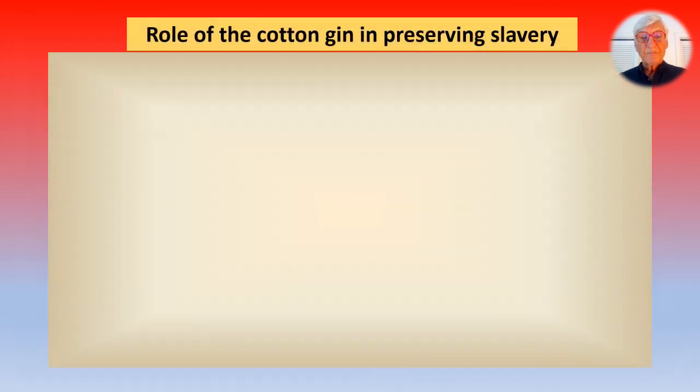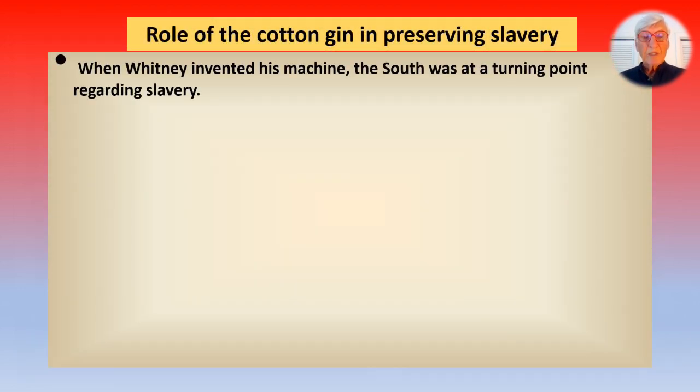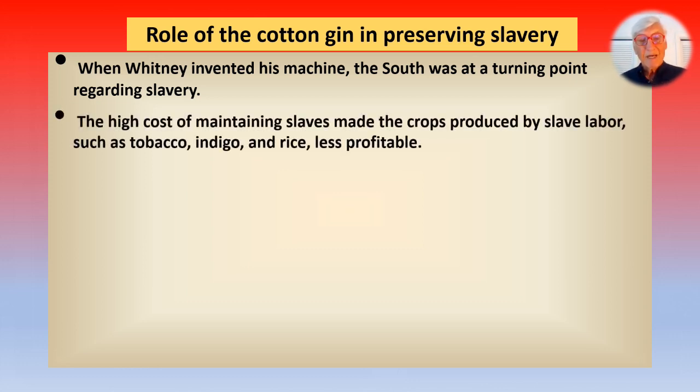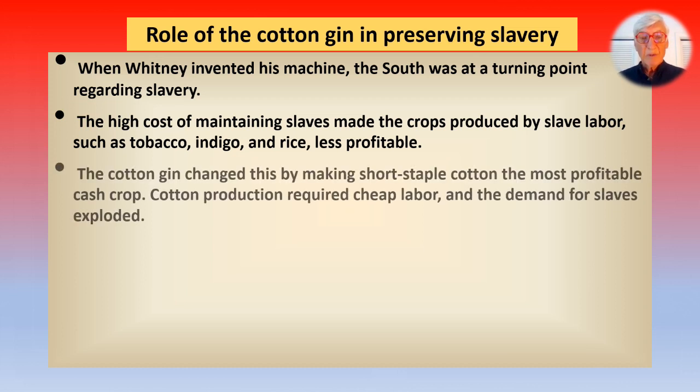When Whitney invented his machine, the South was at a turning point regarding slavery. The high cost of maintaining slaves made the crops produced by slave labor, such as tobacco, indigo, and rice, less profitable. The cotton gin changed this by making short staple cotton the most profitable cash crop. Cotton production required cheap labor, and the demand for slaves exploded.